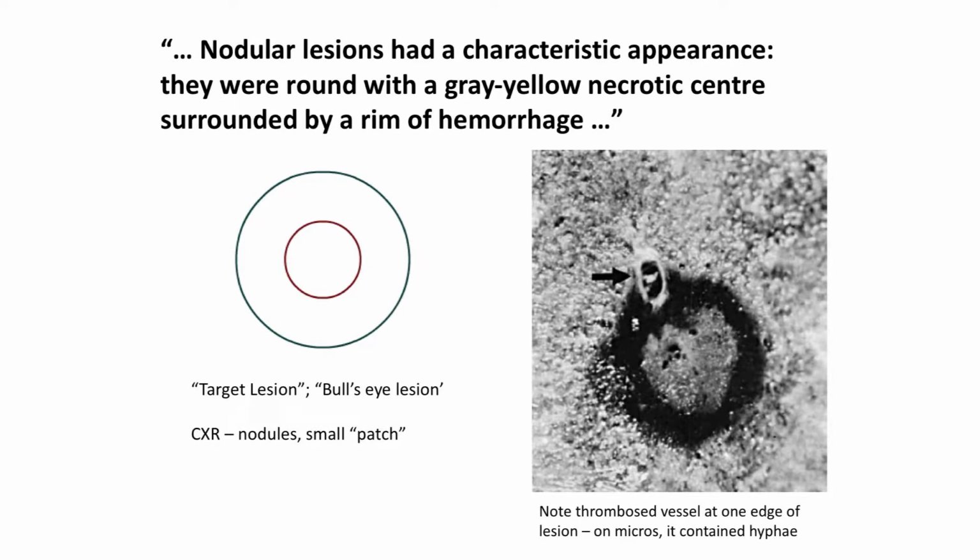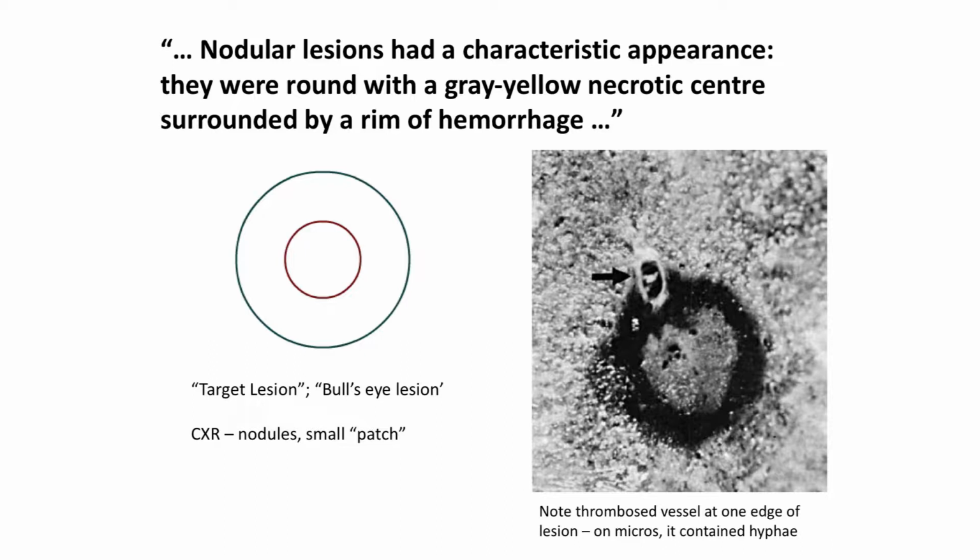And they said that the nodular lesion had a characteristic appearance, meaning they were round, they had a grayish-yellow center, and they were all surrounded by a rim of hemorrhage. And they called those the target lesion or the bullseye lesion, which translated radiographically into a nodule. And this is what it was like, grossly speaking.